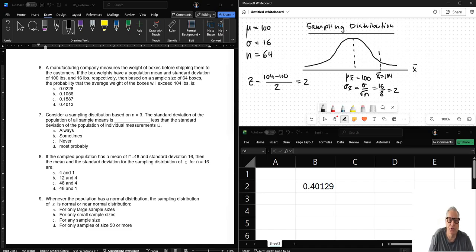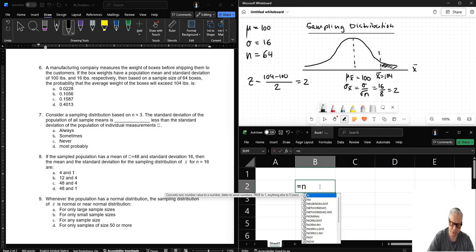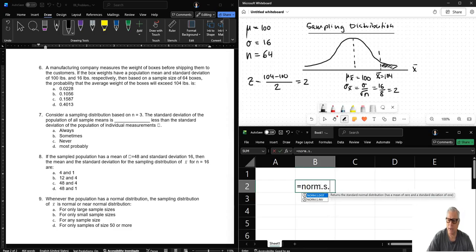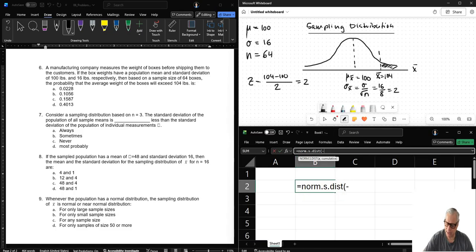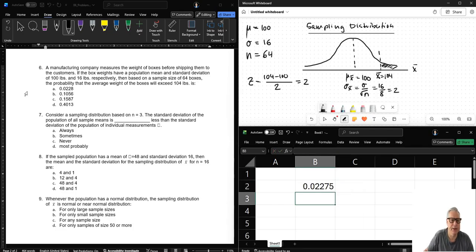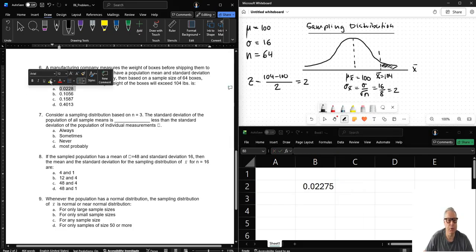And so now we are interested in this area here. And that is equivalent to the area to the right of a Z-score of 2. So now we can use again the formula, equals norm.s.dist. But then, because the area to the right of 2 is the same as the area to the left of negative 2, I just can enter this shortcut, and then we get the probability of 0.22.